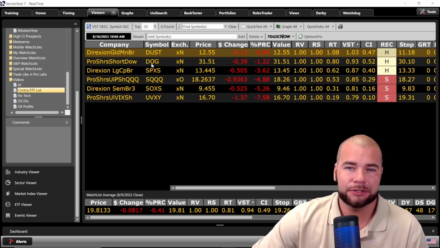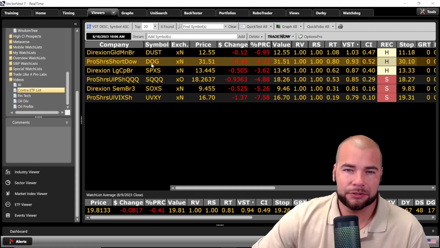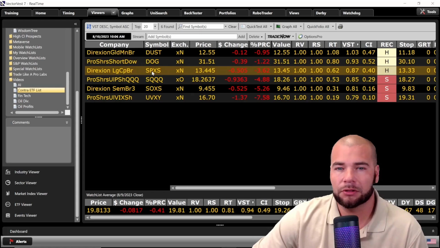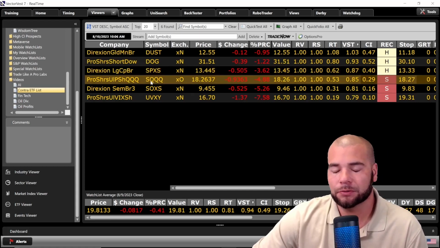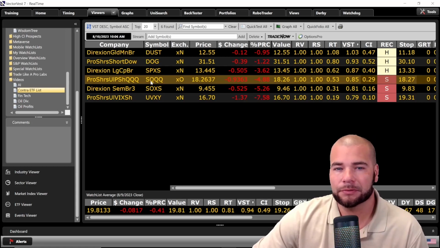Next, we have DOG. This is a single leverage ETF on the Dow Jones Industrial, playing to the downside. In addition, we do have SPXS. This is a triple leverage ETF bearish on large cap. Next, we have SQQQ, playing to the downside of the NASDAQ 100, leveraged 3 times.